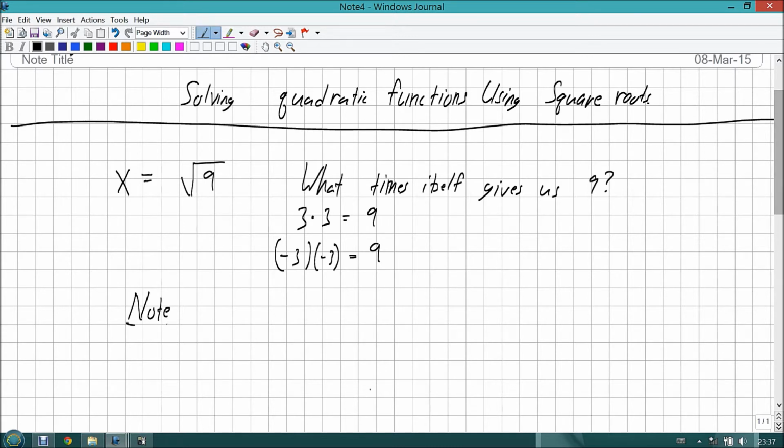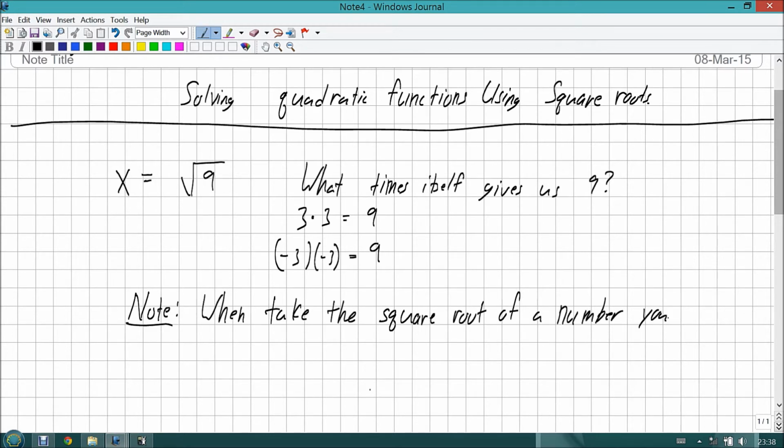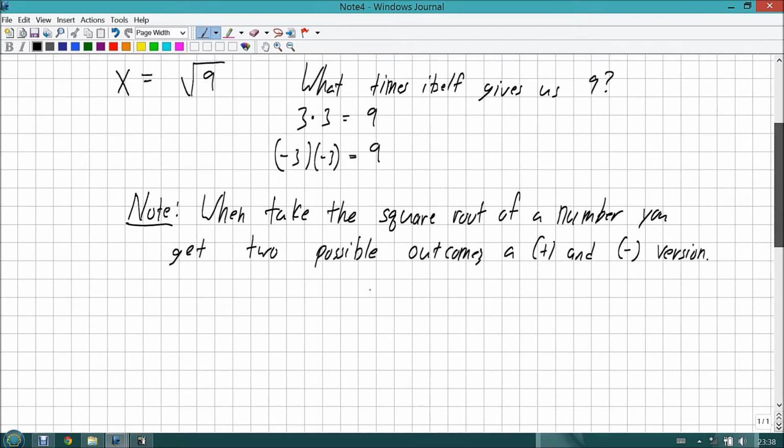So note, when you take the square root of a number, you get two possible outcomes. A positive and a negative version. So let's see this a few more times.